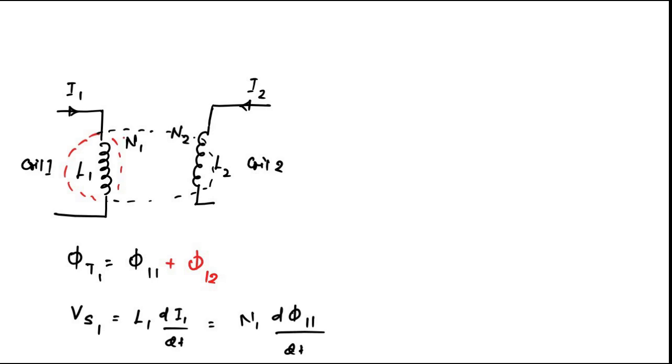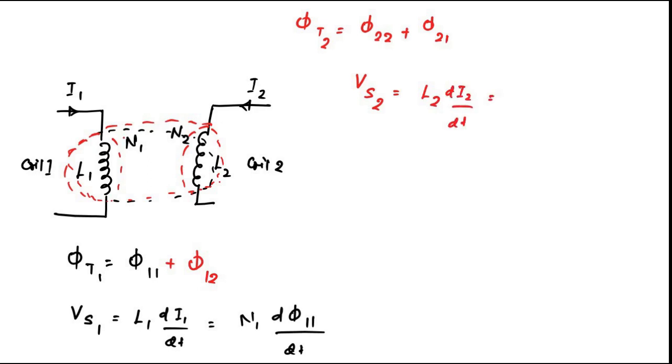Similarly, in coil 2, the total flux can be expressed as phi T2, which is equal to phi 22 plus phi 21. Phi 22 is flux produced by coil 2 linking with itself and itself only. Phi 21 is flux produced by coil 2 linking with coil 1. Here also there will be two types of EMF. First is the self-induced EMF in coil 2, which is equal to L2 dI2 by dt, which is equal to N2 d phi 22 by dt. Okay, this is Faraday's law and this is the inductance property of self-inductance. These two are self-induced EMFs in coil 1 and coil 2 respectively.